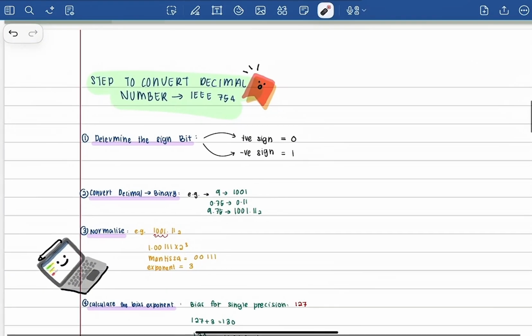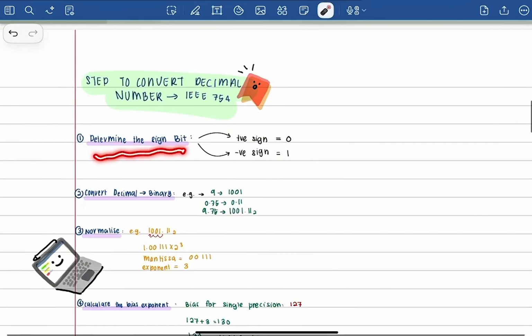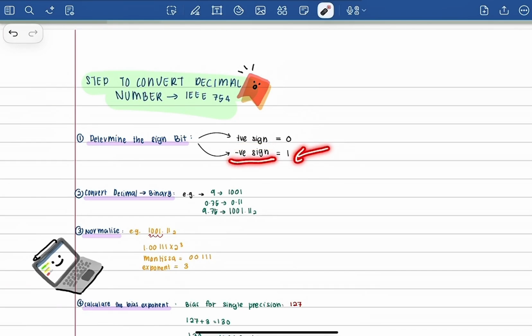So the first thing is we need to determine the sign bit. How we determine it is just look at the first bit of the number. If the number is 0, it is the positive sign. But if the first sign bit is 1, it is the negative sign.